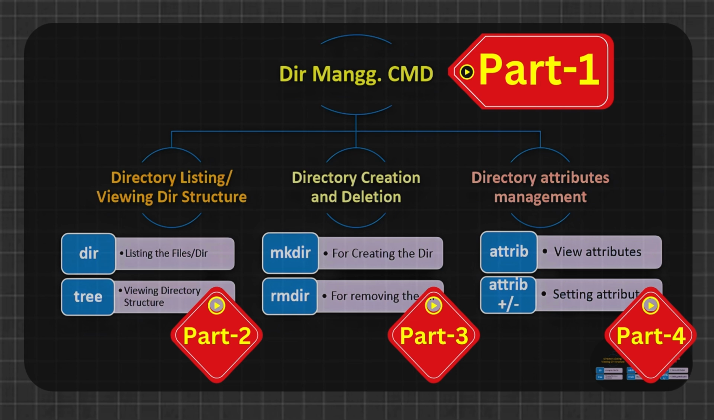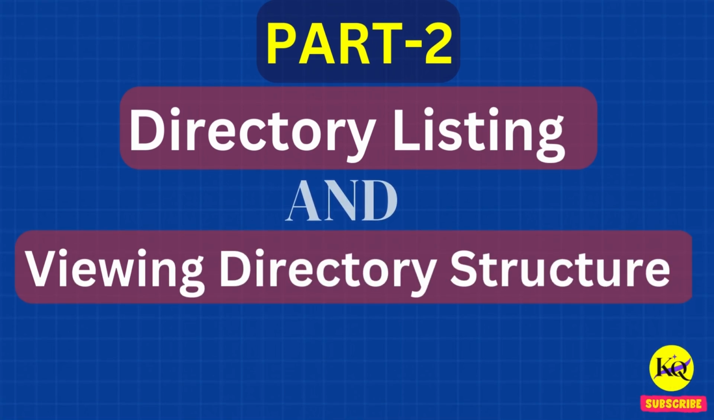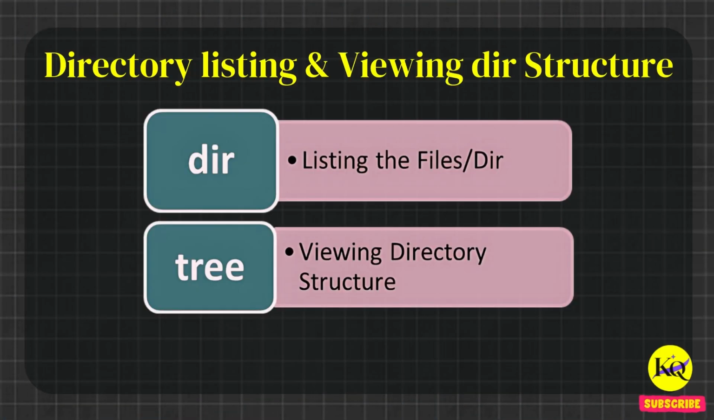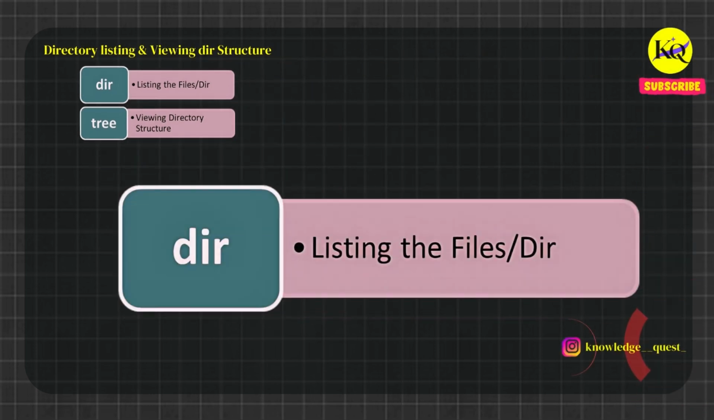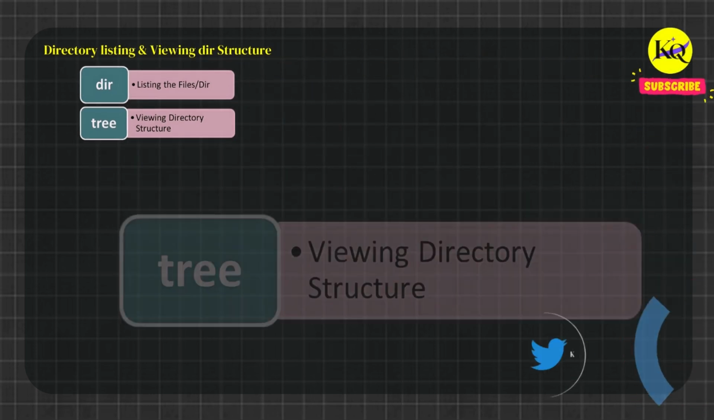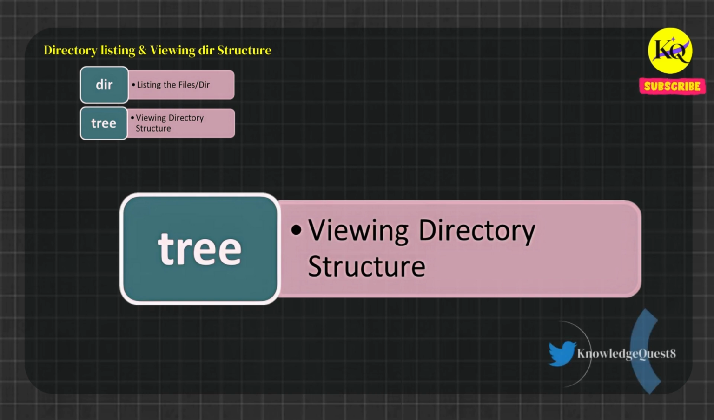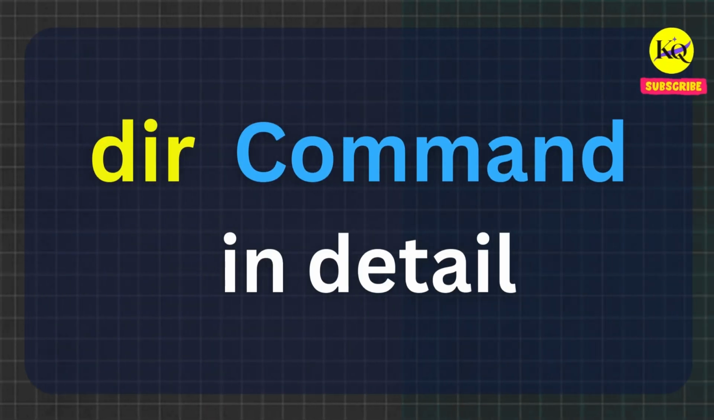Under the directory management section, since part 1 is already done, let us jump right into part 2. Under this group, we are going to cover two important commands. First, dir for listing the directories and files. Second, tree to view the directory structure. Now let us first see the dir command in detail.